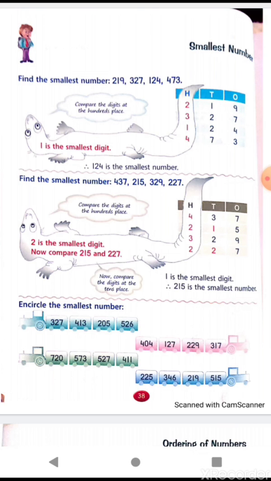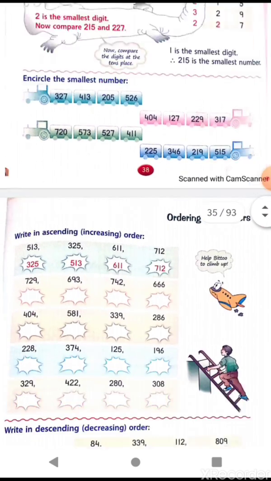Now both these numbers have got the same digit at hundreds place. So we move on to the tens place. In 225, the digit at tens place is 2, and in 219, the digit at tens place is 1. 1 is smaller than 2, 1 is lesser than 2, so therefore 219 is the smallest number.